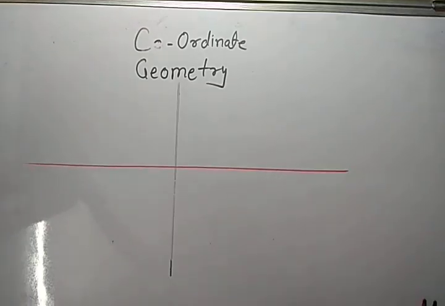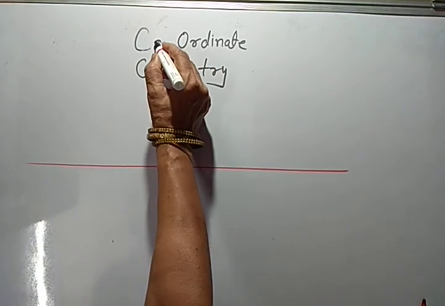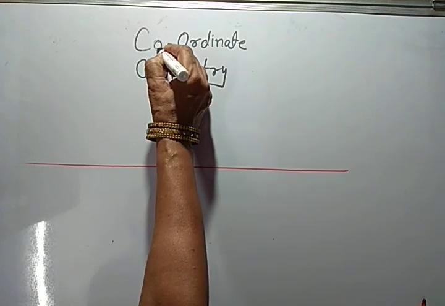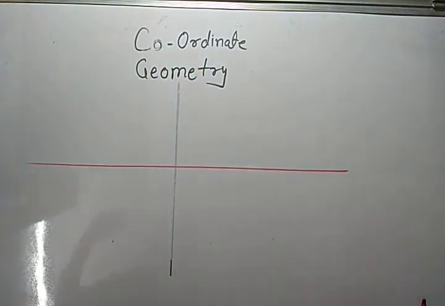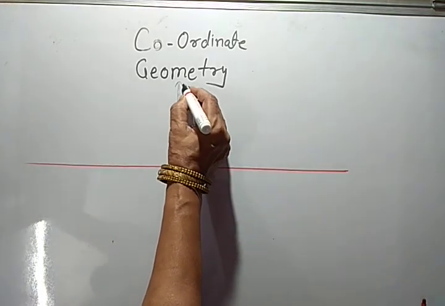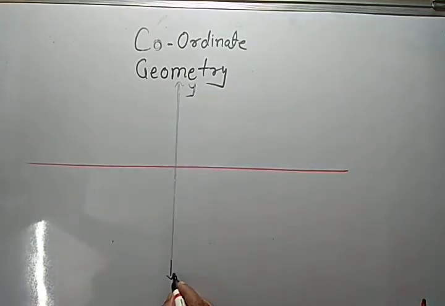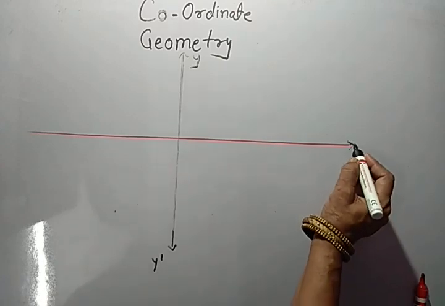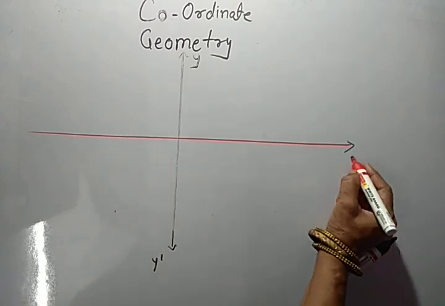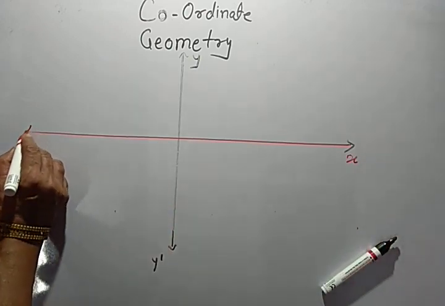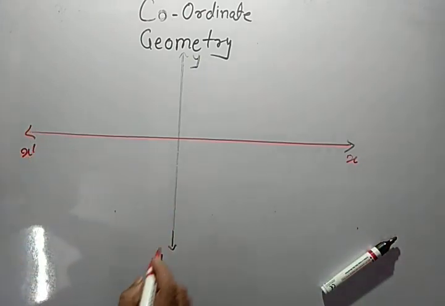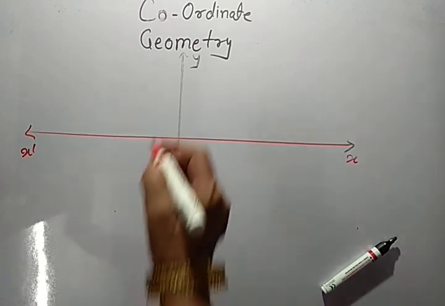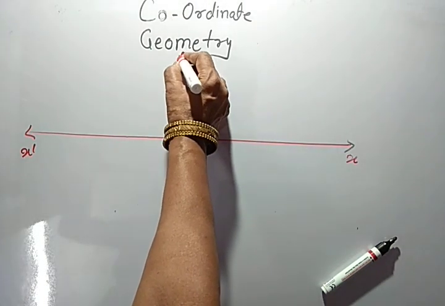Suprabhat. Today we are going to learn about coordinate geometry. Last year we studied the Cartesian plane. The vertical one is the y-axis. On the opposite side is the complement of the positive y-axis, so it is written as y dash. On the right side is the x-axis, and on the left side it is x dash, the complement of the positive x-axis.